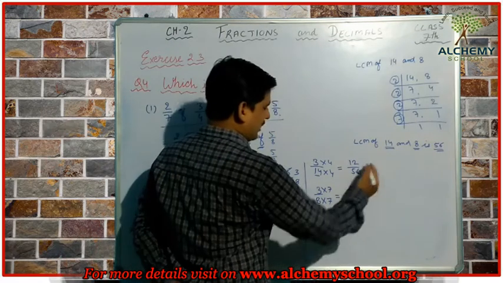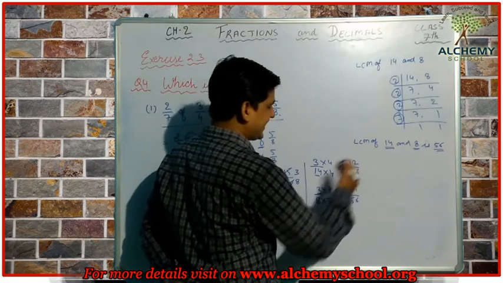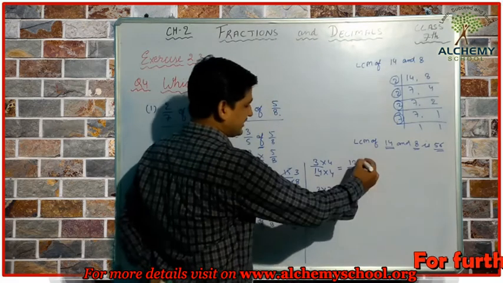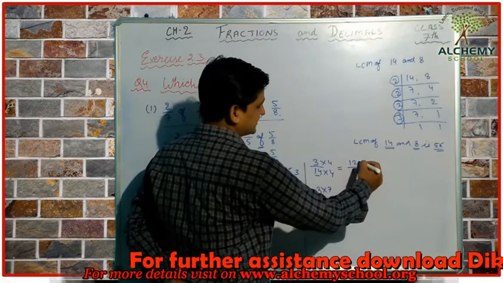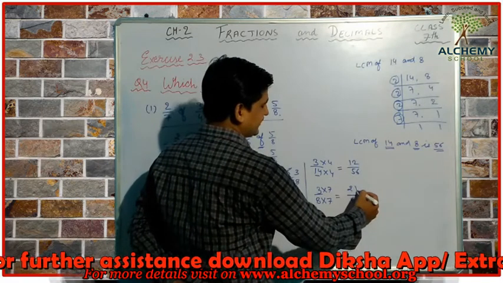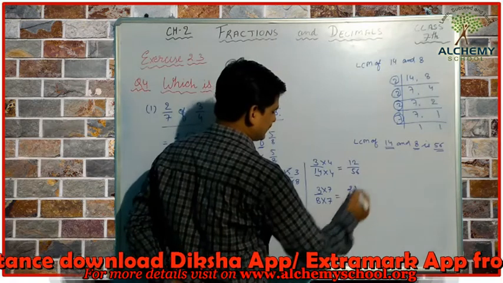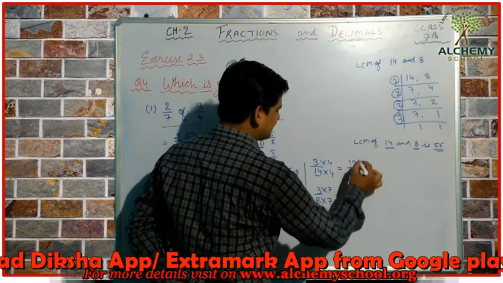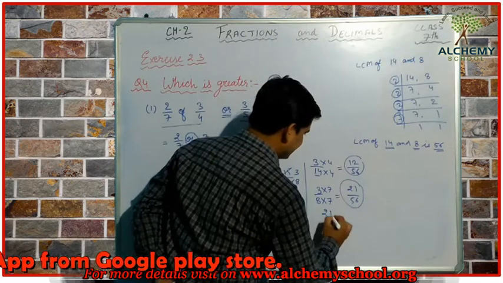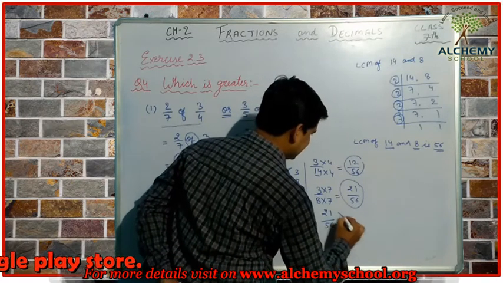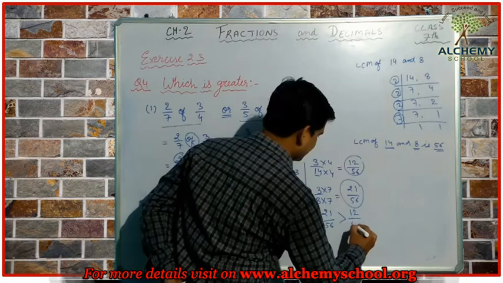Okay. So now we have changed and made the denominators equal. Now easily we can compare these two values. Okay, we have to observe the numerators. The greater numerator represents the greater value. So we can see this value is greater and this value is smaller. So we can write here 21 upon 56 is greater than 12 upon 56.